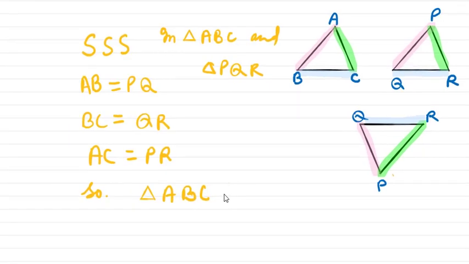So triangle ABC will be congruent to triangle PQR. This I've already told you, this is the symbol for congruency, and we say they are congruent by SSS criteria.